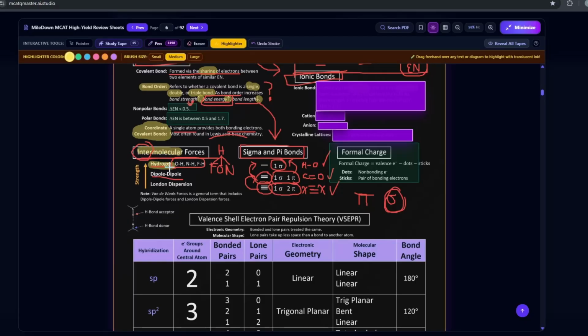We went over hydrogen bonding, or hydrogen forces. Dipole-dipole, we went over. Hydrogen, by the way, is a special type of dipole-dipole. It's a strong type of dipole-dipole. And London dispersion is the weakest. It happens naturally. It's also known as van der Waals forces. Van der Waals is a general term that includes dipole-dipole forces and London dispersion forces. So it includes both of them.